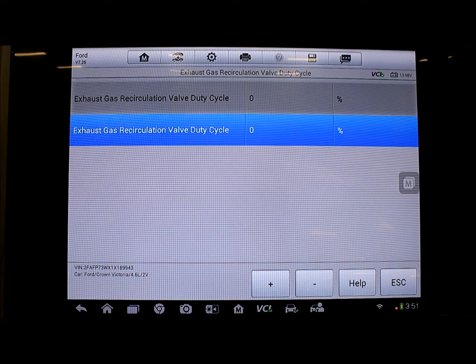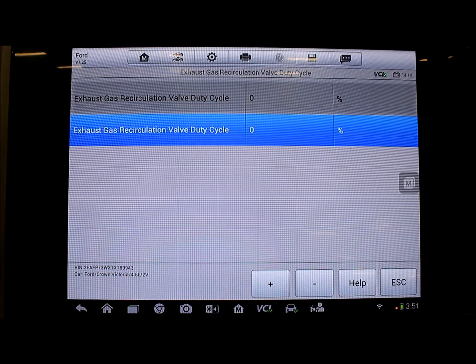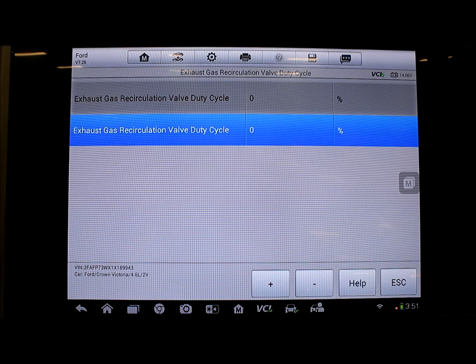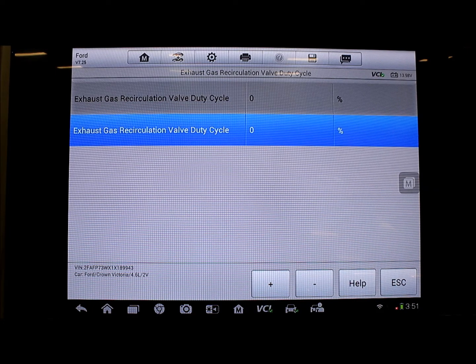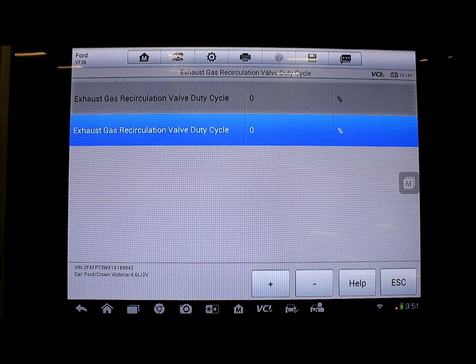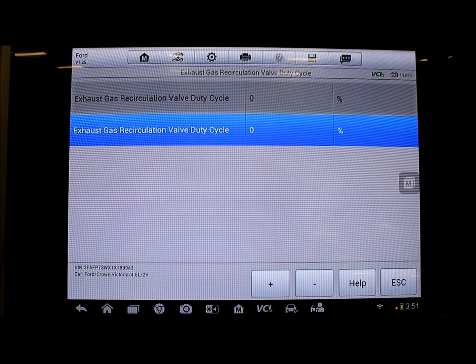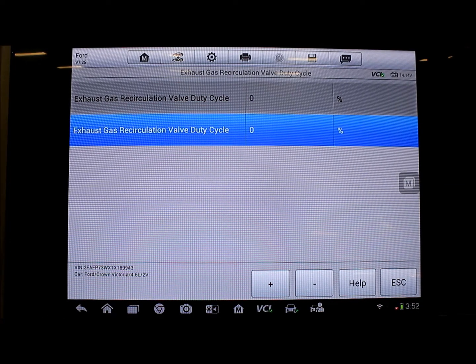Not all solenoids just turn on and off. This is the EGR vacuum regulator, which controls the vacuum to the EGR valve. And the EGR valve, instead of being just completely closed or completely open, can be controlled by the computer to be partially open. So the design of the solenoid is really not different, it's the way it's controlled.